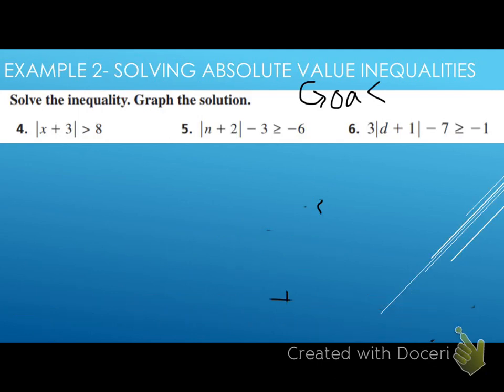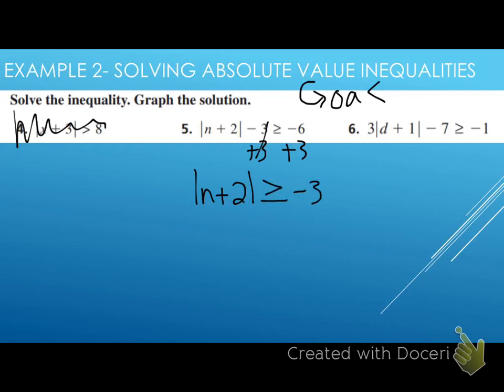On number 5, is my absolute value completely by itself? No. So I need to use my inverse operations to get the absolute value completely by itself first. What do I need to do to get it by itself? Add 3 to both sides. Over here I get the absolute value of n plus 2. What's negative 6 plus 3? Negative 3. Symbol flip or stay? Stay. When's the only time the symbol flips?